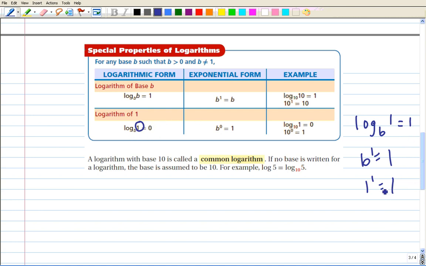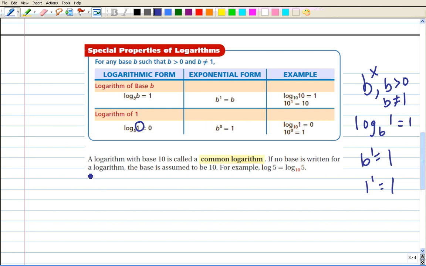Well, that's because whenever we were looking at the exponents of b to the x, in order for it to be exponential, b had to be greater than 0, and b cannot be equal to 1. So the same rules apply. That's how we know that if we have log base b, doesn't matter what the value of b is, of 1, it will be equal to 0. Sorry. All right. Anyways, that's all we were saying there.